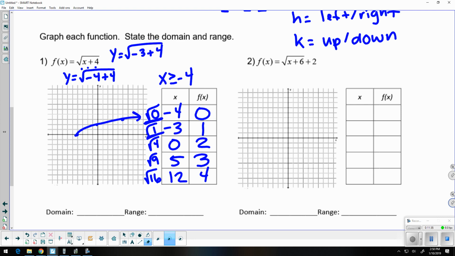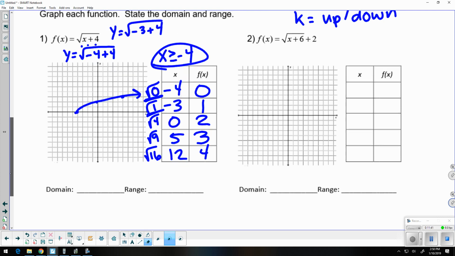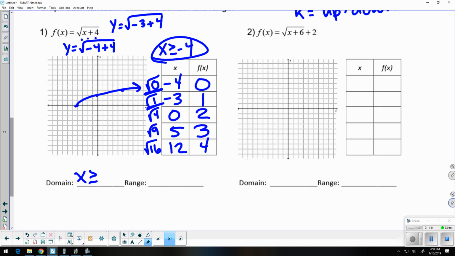But now we have to label our domain and range. As far as my x's go, this is basically your domain. X has to be a number greater than or equal to negative 4. Let's write that in interval notation as well, which would be from negative 4 to infinity, with a bracket around negative 4. As far as your range goes, your y starts at 0. From there, if you look at your y's, they just keep increasing forever and ever. They don't stop here at 4. They just keep going on, getting bigger and bigger.